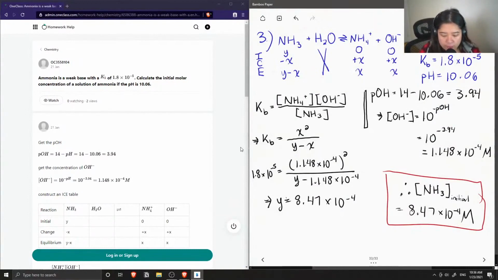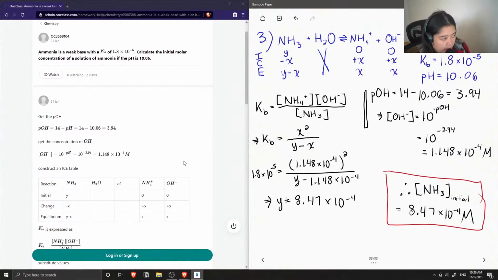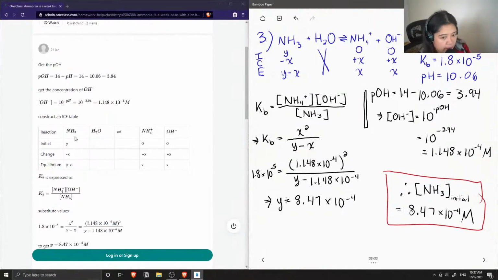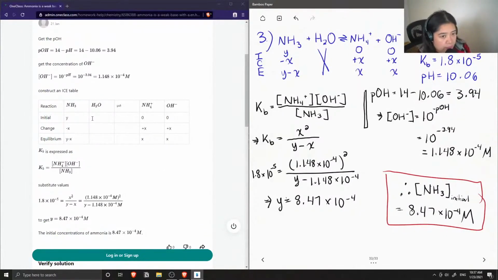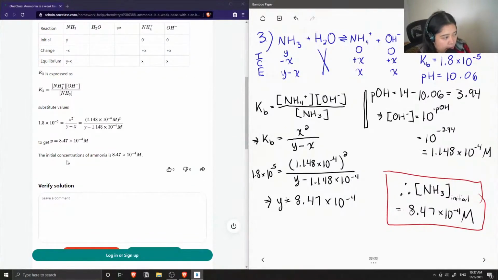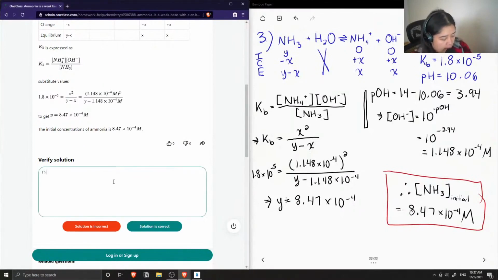Okay, so now let's see what the junior tutor said. So first they got the pOH, they got 3.94, and then they found the concentration of OH-, 10 to the power of negative 3.94, and they got 1.148 times 10 to the negative 4. Then they showed their ice table and the Kb expression, and then subbed in all of their known values. And when they solved for y, they also got 8.47 times 10 to the negative 4. So this solution is correct.